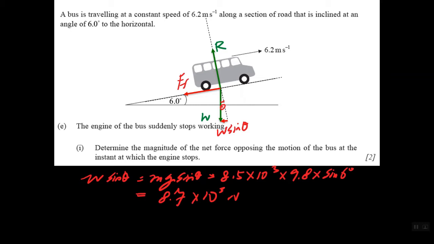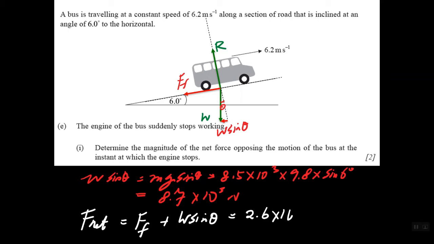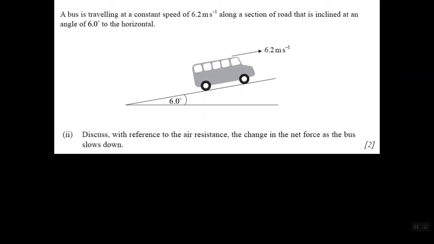So the net force equals friction force plus the component of the weight down the slope, which is friction 2.6 times 10 to the 3 plus the component of the weight down the slope 8.7 times 10 to the 3 Newton. So total is 11,000 Newton or 11 kilonewton.